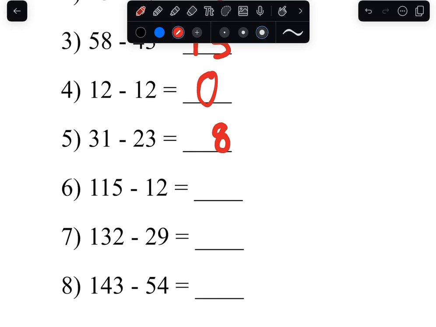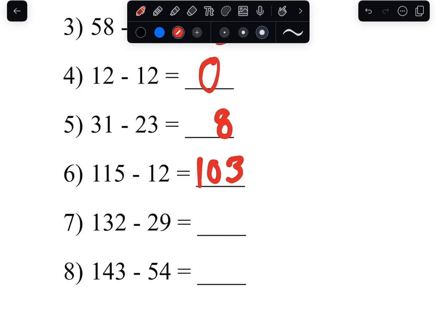Number 6. 115 minus 12. So 5 minus 2 is 3. 1 minus 1 is 0. And 1 minus 0 is 1. So the answer is 103.